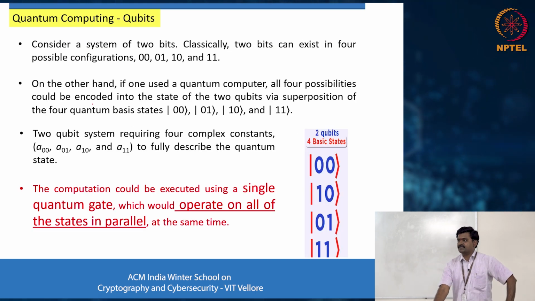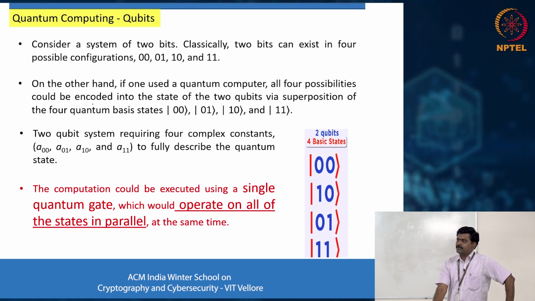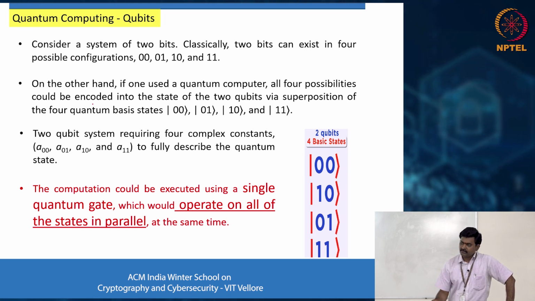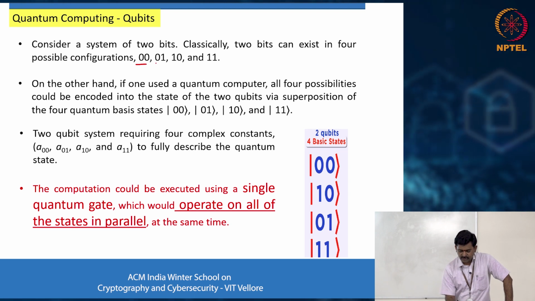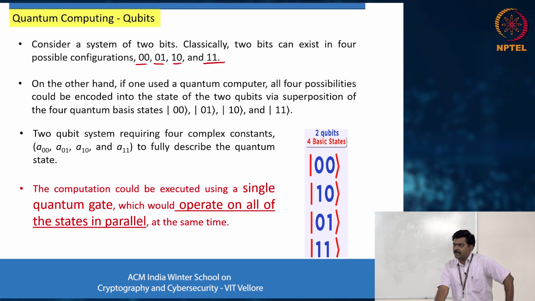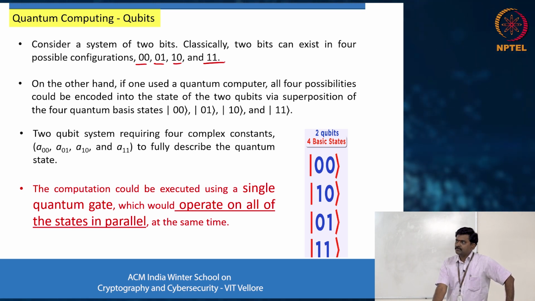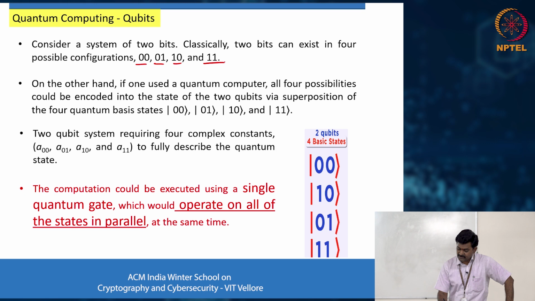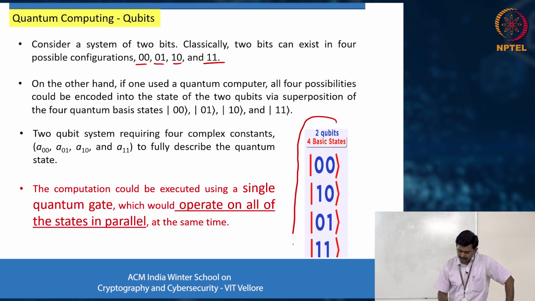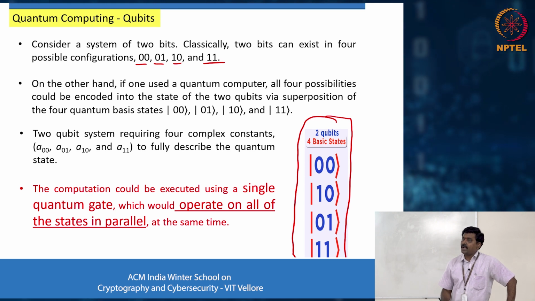Just to visualize, in the case of a classical computer, if you take 2 bits, what are the possible states? 0 0, 0 1, 1 0, 1 1 at any given point of time. You take an AND gate: 0 0 gives 0, 0 1 gives 0. So you give the input, you get the output for the given state. Now in the case of 2 qubits, you get 4 possible basic states all at a time.